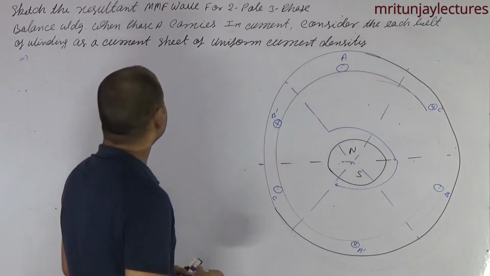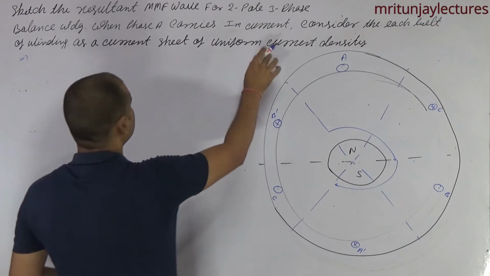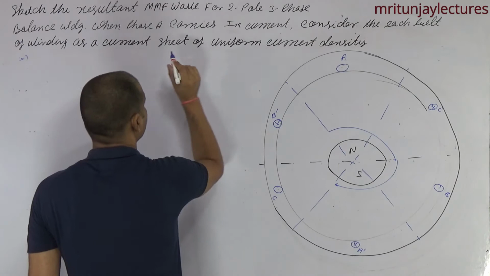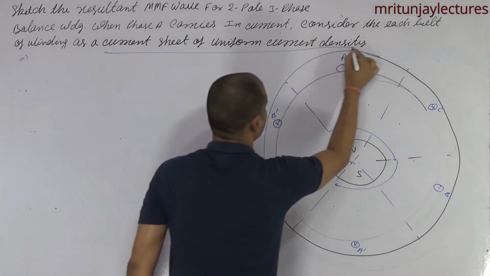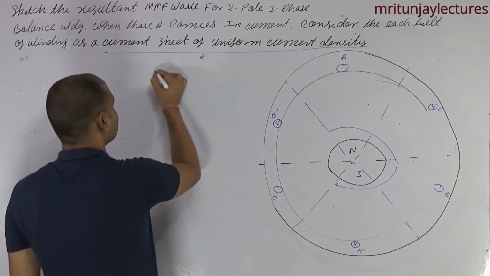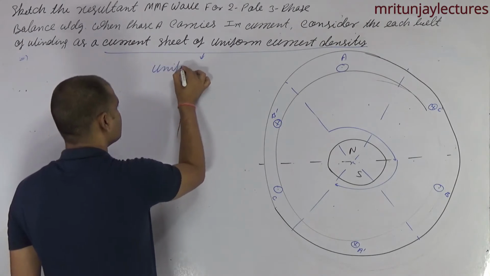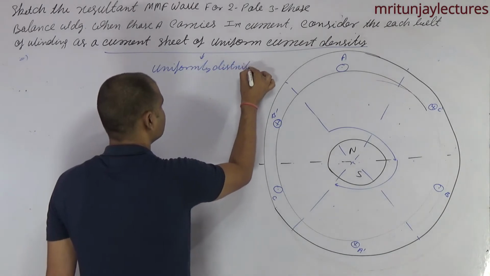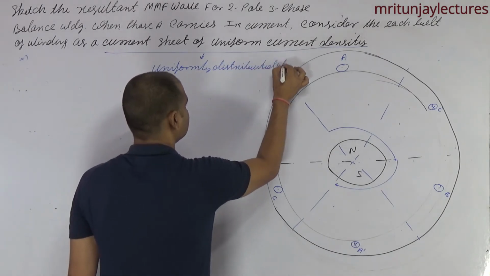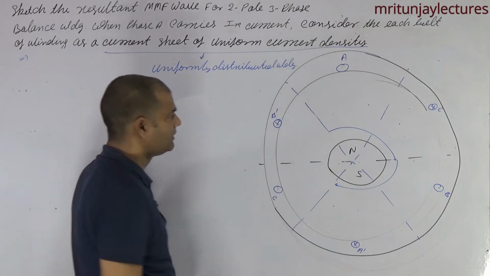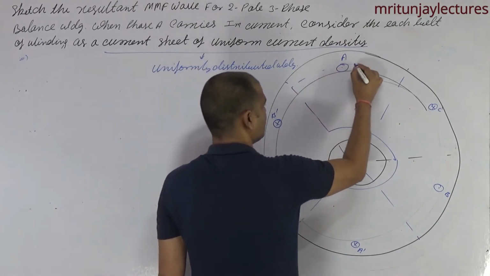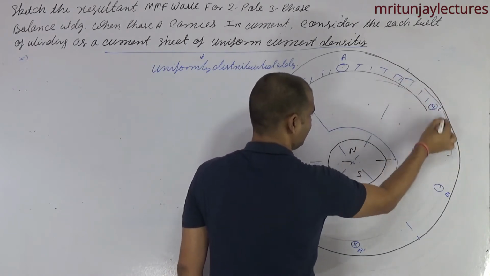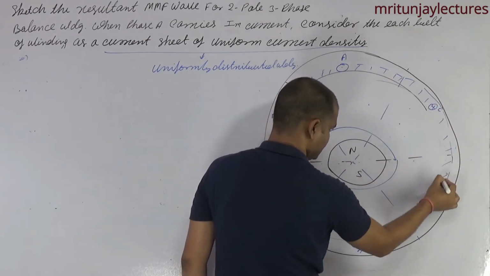What about the winding? Consider each belt of winding as a current sheet of uniform current density. Uniform current density means the winding is uniformly distributed. What is the meaning of this? Like this one, all windings are distributed, that's why.